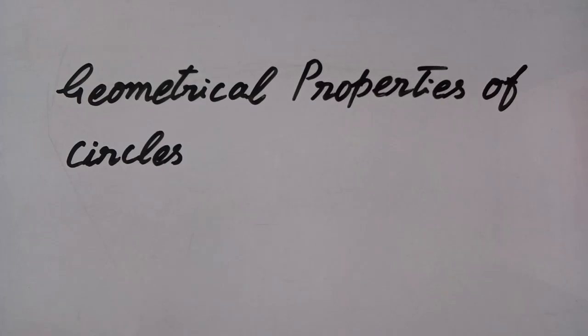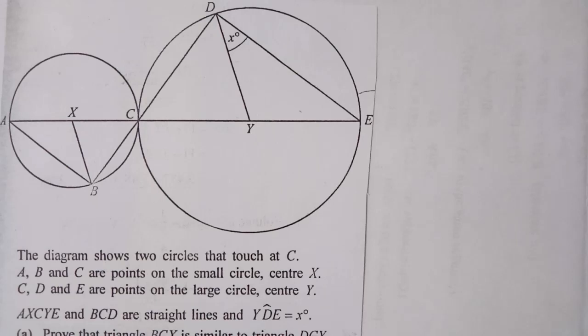Today we will discuss some questions from past year papers from the topic of geometrical properties of circles. This question was set in 2018 November. Here are two circles which touch one another at the point C.